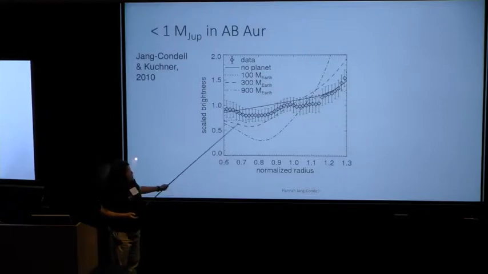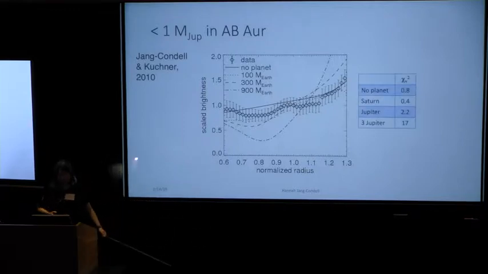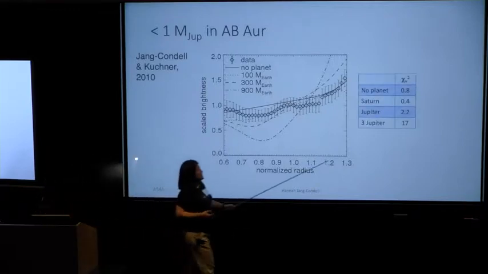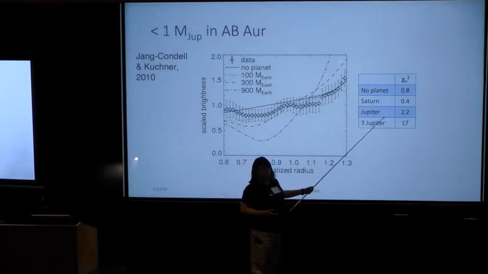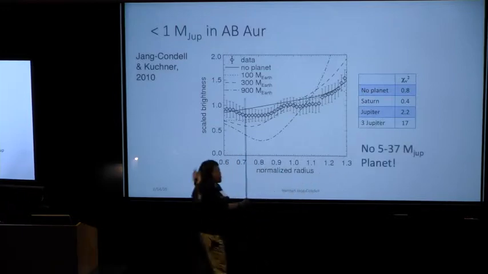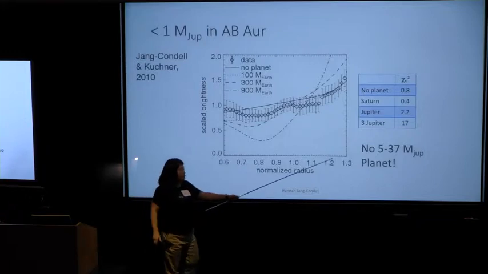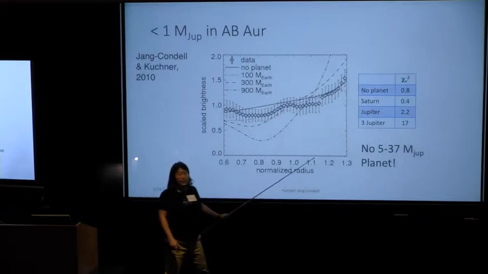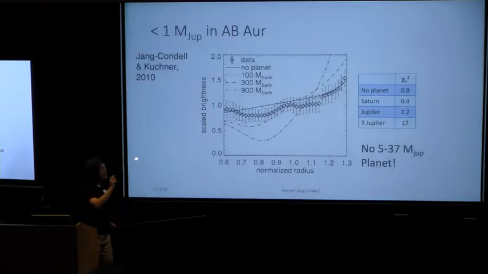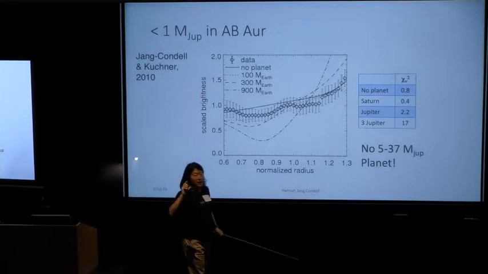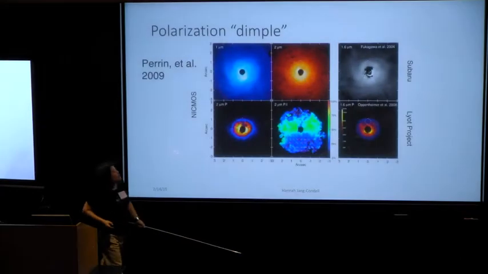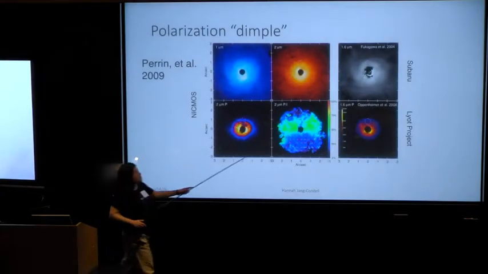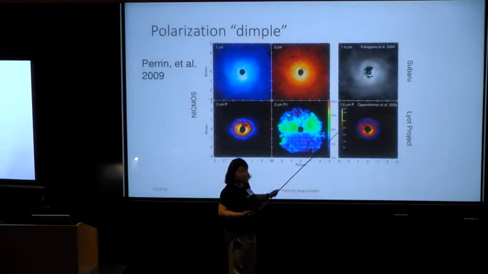Okay, maybe you could hide a Jupiter mass planet in it. Here are my reduced chi-squares. So I would argue that the Jupiter is ruled out. But whatever, regardless, a 5 to 37 Jupiter mass planet cannot be hiding in that little dimple. Okay, so that little spot they saw there, 2.8 sigma, probably just spurious. However, this divot that they saw in here is real.